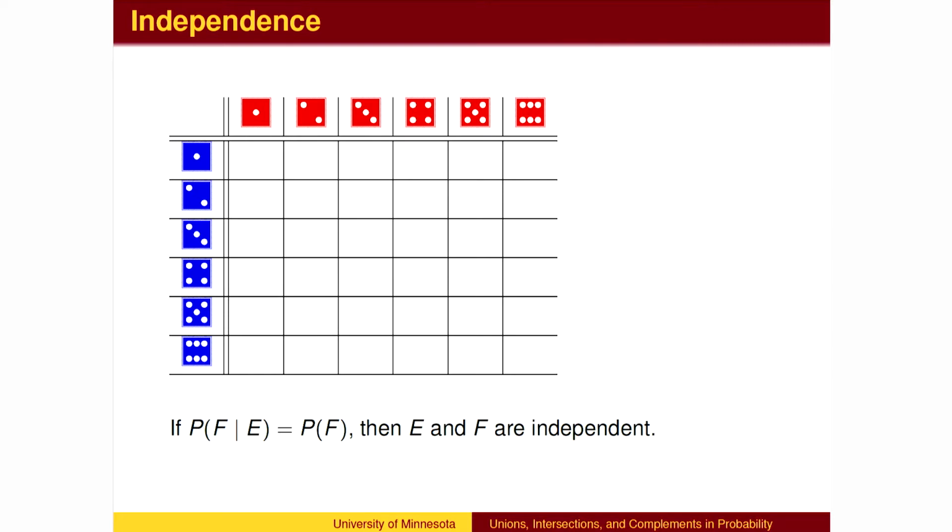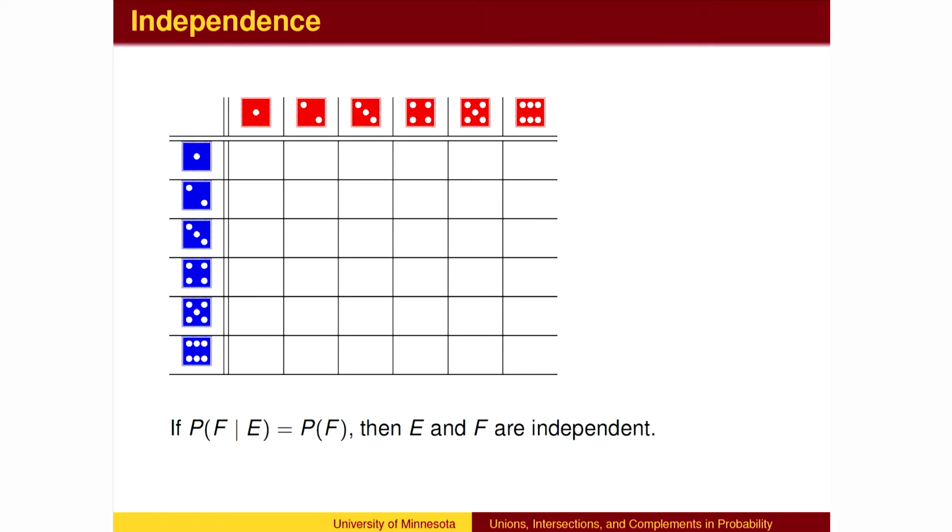Sometimes E and F have nothing to do with one another. What did we roll on the red die? If I tell you that the blue die was 6, it gives us no information relevant to the red die. The probabilities don't change for the red die. If the probability of F given E is the same as it was without knowing E, then E and F are said to be independent.